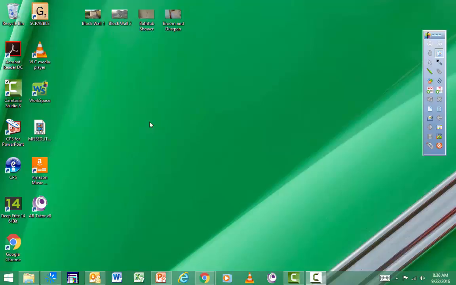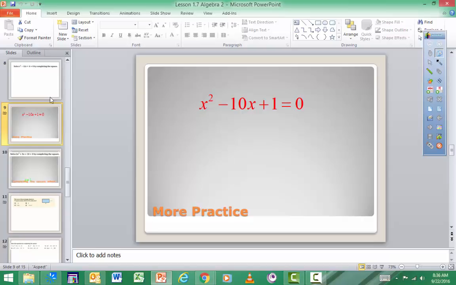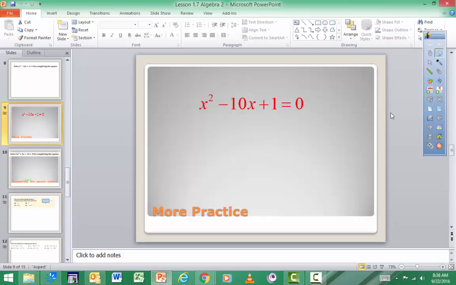Okay, so let's go ahead and do part 2. More completing the square. We'll start off with another example right here. Like yesterday, I think we did this one. So I just want to do one more example to warm up.